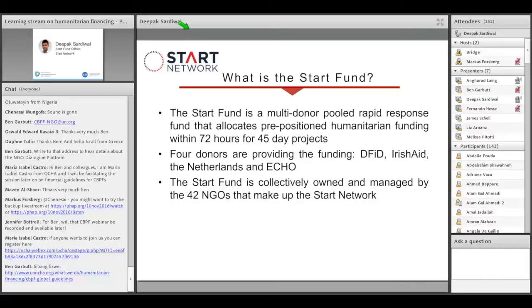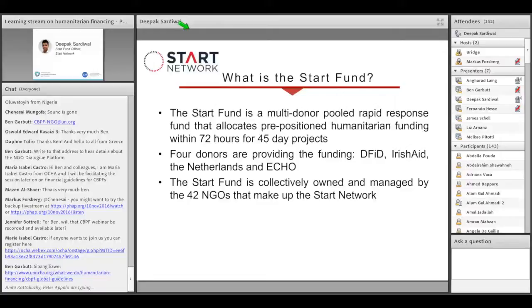We currently have four donors providing funding for this: DFID, Irish Aid, the Netherlands, and most recently ECHO for an anticipation window. I'll talk a little more about that later on. These donors have delegated authority to the START Network members to make decisions collectively on how the fund is used. A distinctive feature of the START Fund is that it is collectively owned and managed by the 42 NGOs that make up the network.